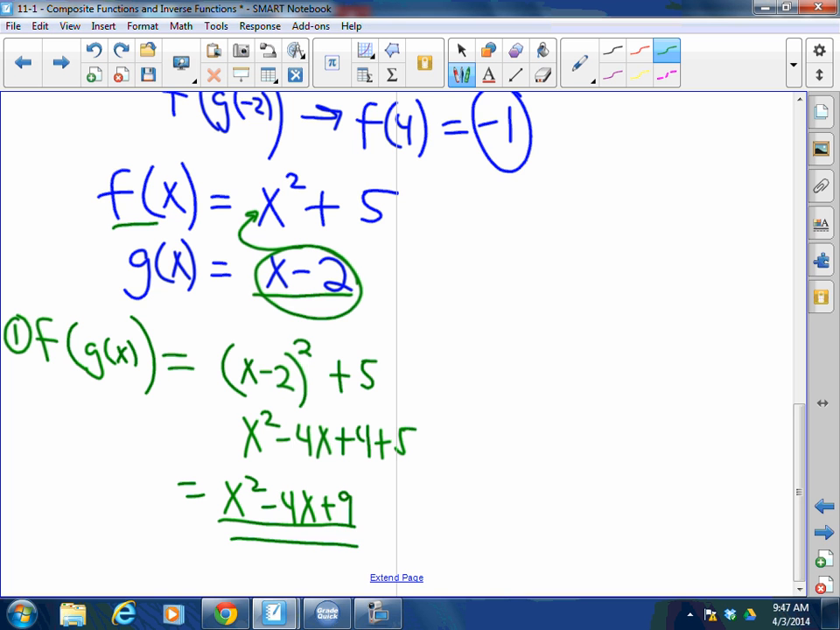Does that make sense? I'm waiting. Talk to me. Okay, thank you very much. f of x is x squared plus 5, right? What did I replace the x of function f with? g of x, which is x minus 2. So I plugged x minus 2 into the x. Does that help? Thank you.